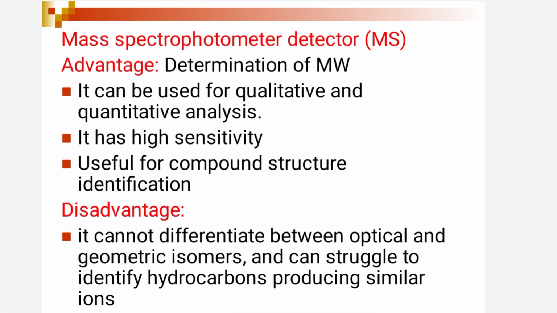And the last one is the mass spectrometer detector. The advantages are determination of molecular weight. It can be used for qualitative and quantitative analysis. It has high sensitivity, and it is useful for compound structure identification. And the disadvantage is it cannot differentiate between optical and geometric isomers, and can struggle to identify hydrocarbons producing similar ions.